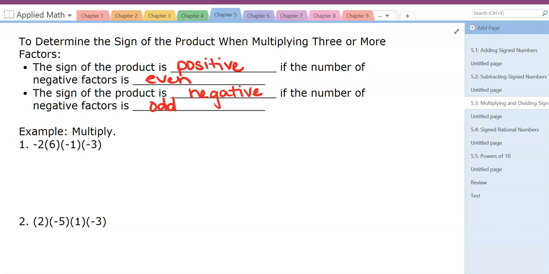So for this first one, I see negative 2, negative 1, and negative 3. So there are 3 negatives there. That's an odd number, which means that my final answer is going to be negative. Anybody know what the answer is going to be for that one? Good, negative 36.